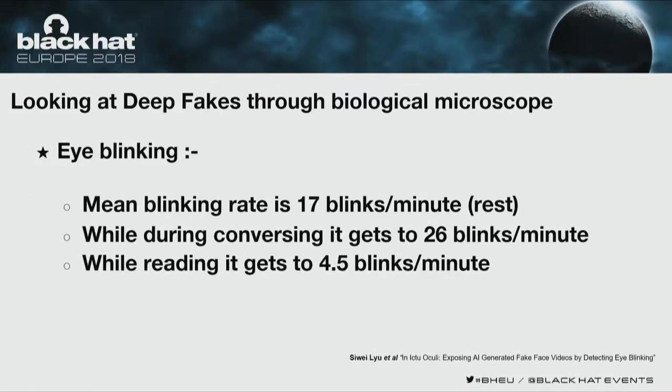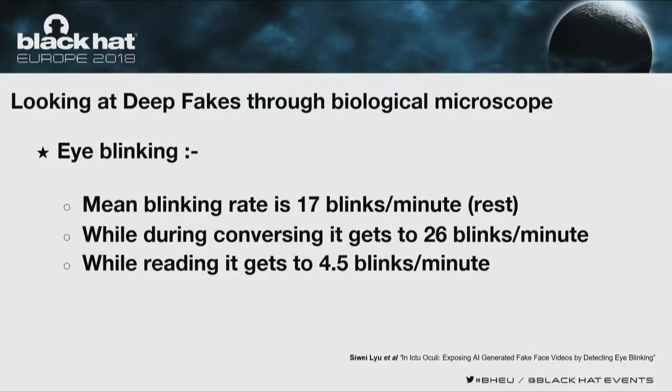We are honored, and we would like to thank the researchers at the University at Albany, US, who looked at a different point of view. They looked at the biological perspective. The researchers took the criterion of eye blinking, and the statistics say that the mean eye blinking rate when resting is 17 blinks per minute. Spontaneous eye blinking does not depend upon external effort, and it is very natural. While conversing, it goes up to 26 blinks per minute, and while reading, it reduces to 4.5 blinks per minute.